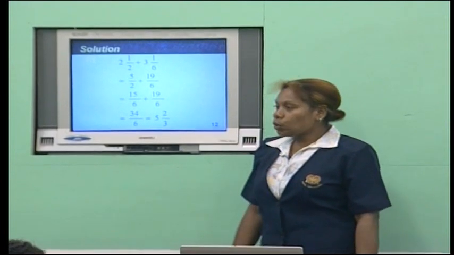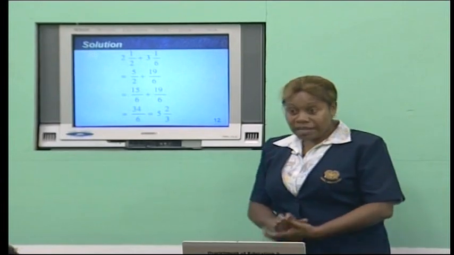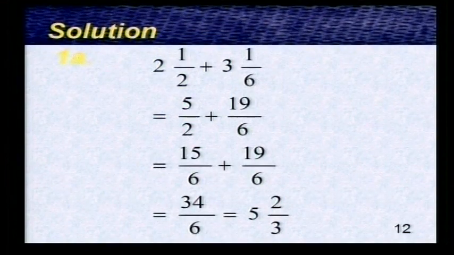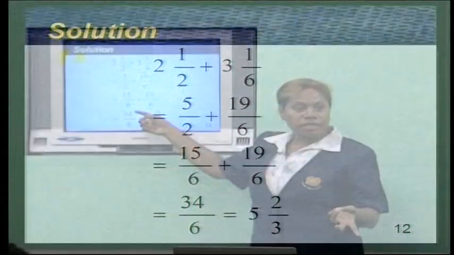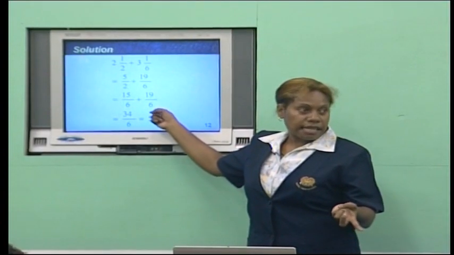So we have 5 over 2 plus 19 over 6. Am I correct here? Yes. Now what's the next step after changing the mixed number into improper fraction? Emmanuel, please. Find the lowest common denominator, the LCD, good. Now the lowest common denominator is 6, yes?